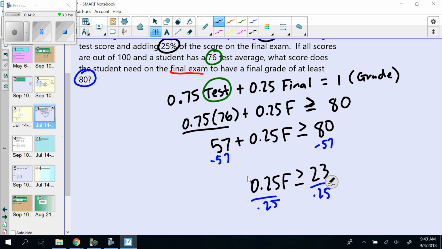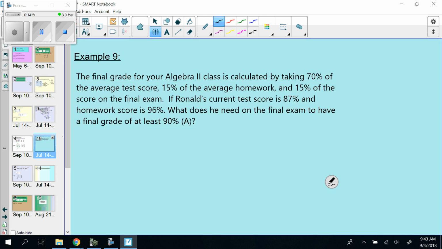Going on your calculator and doing that means on the final exam they got to get a 92 or higher. So they got to get a 92 on that final exam in order to get a grade of at least an 80, probably meaning like a B or B minus or higher. So that would be the answer. Okay, let's try another one. Example 9.